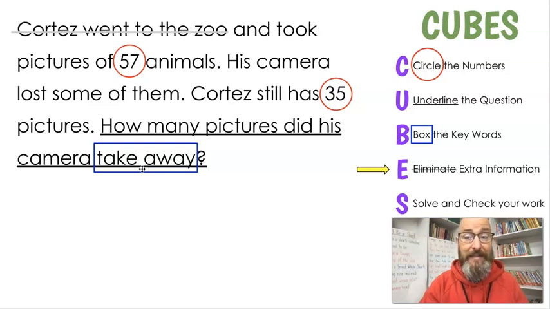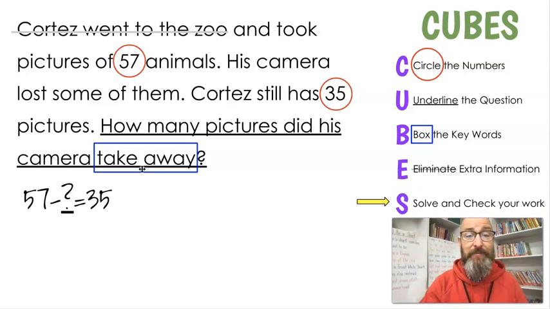So now it is time to S. And what does S mean? Solve and check your work. So when we solve our equation, this one is an interesting question, and we did one like this in our last lesson. Our equation is actually going to be 57 minus x, a question mark we don't know, equals 35. We know he had 57. We know his camera lost some, but we don't know how many, but he still has 35. And we learned last time that when you have an equation like this, the way subtraction works, and it's really neat how it works, is that you can actually swap those two, the subtrahend and the difference.